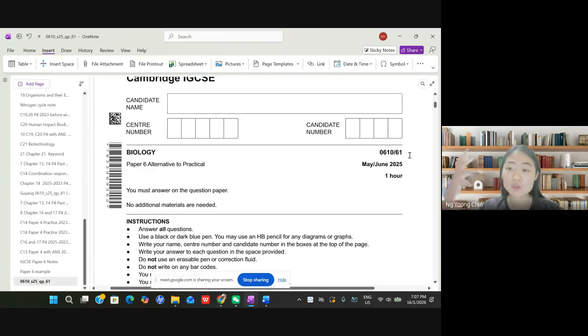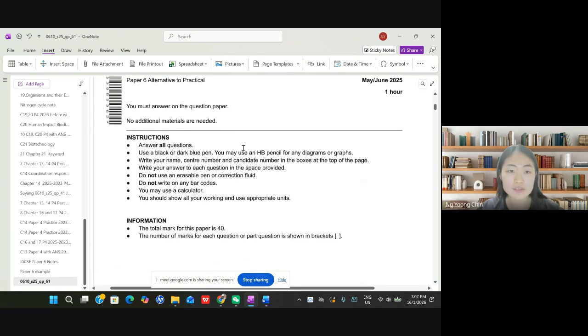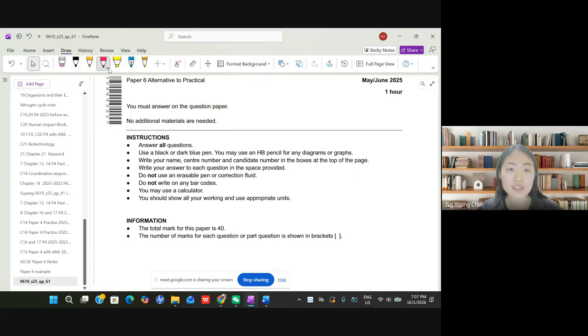Because you have about 3 variants, you have 6-1, 6-2, 6-3. It depends on which variant of the paper you get. You need to answer all of the questions. Read the instructions first, because I have to consider that you haven't tried paper 6 before in your school. So you need to read through the instructions very carefully.